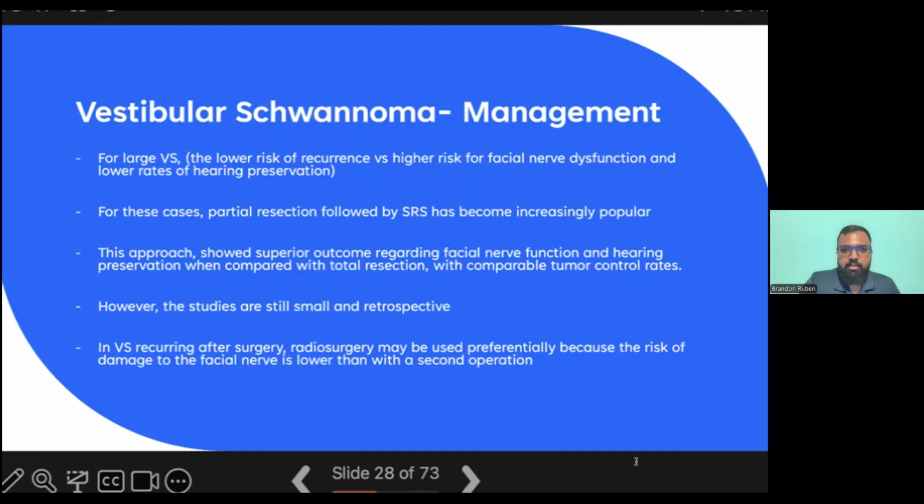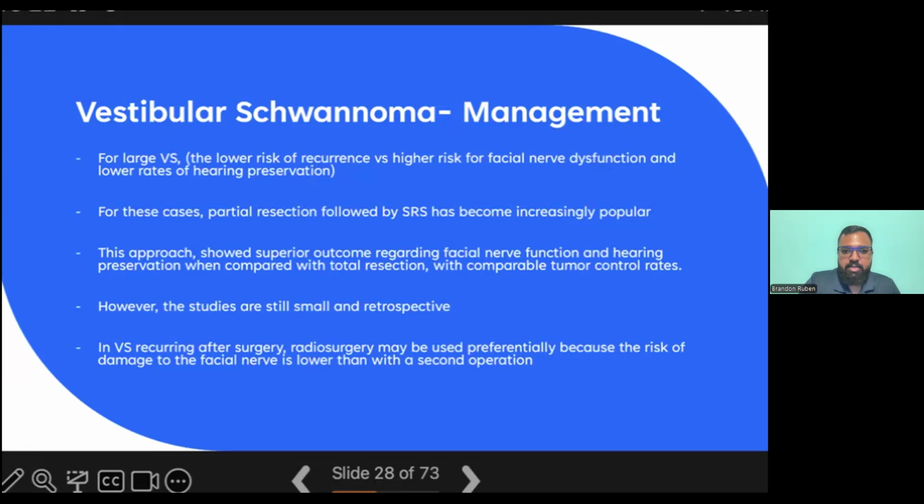For large VS, the lower risk of recurrence should be weighed against the higher risk of facial nerve dysfunction and lower rates of hearing preservation, since there seems to be a relationship between the tumor volume and functional outcome. For these cases, partial resection followed by SRS has become increasingly popular. With this combined approach, the results reported so far show superior outcome regarding facial nerve function and hearing preservation when compared to total resection, with comparable tumor control rates.